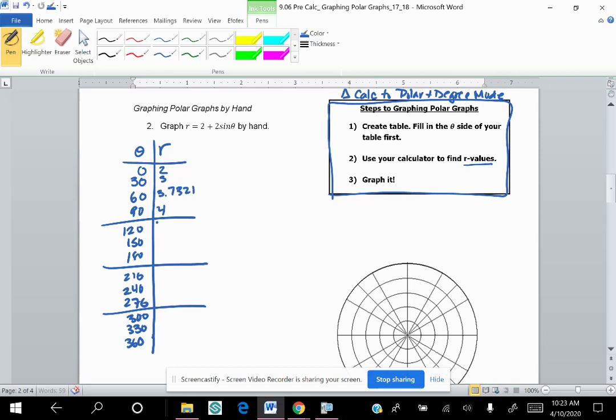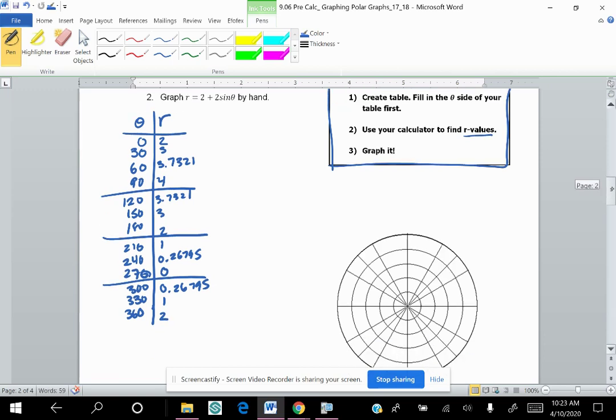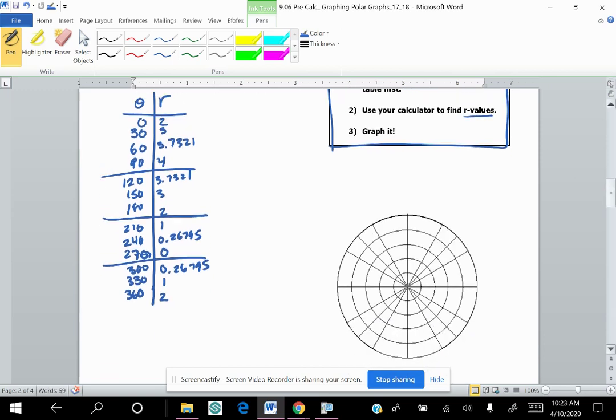90 is 4, 120 is 3.7321, 150 is 3, 180 is 2, 210 is 1, 240 is 0.26795. So now we see we got a little different values this time for these lower value, higher angle measures. 300 is 0.26795, 330 we're at 1, and 360 we're at 2. Well, it's time to graph.